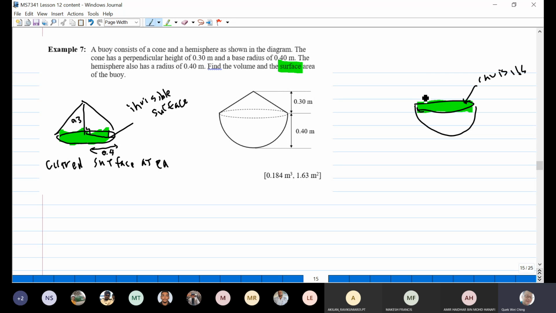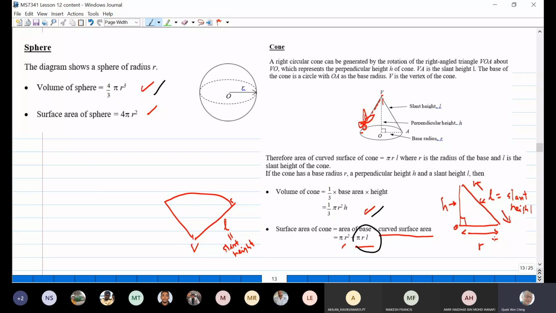Okay, the radius is 0.4. Okay, so you only need to calculate the curved surface area, right? As I say, for the curved surface area, you need to find out the slant height, L. Okay, this L here is called the slant height. So the curved surface area, the formula for this one is pi R L. Refer to the formula again, pi R L. You don't need to find the area of the base now. So pi R L only.